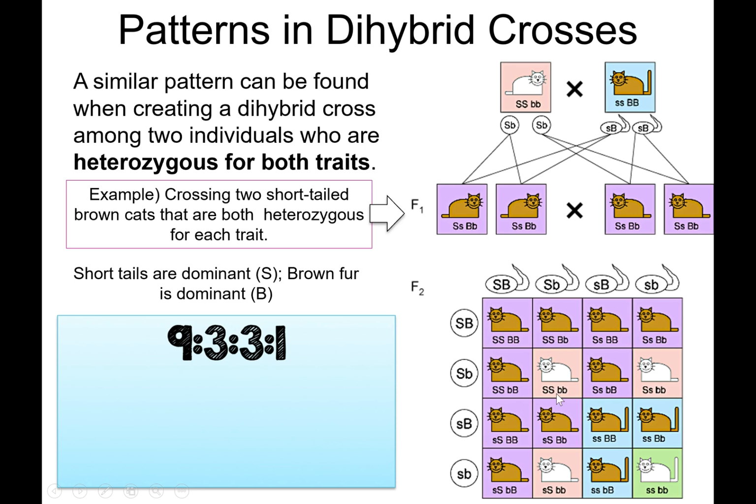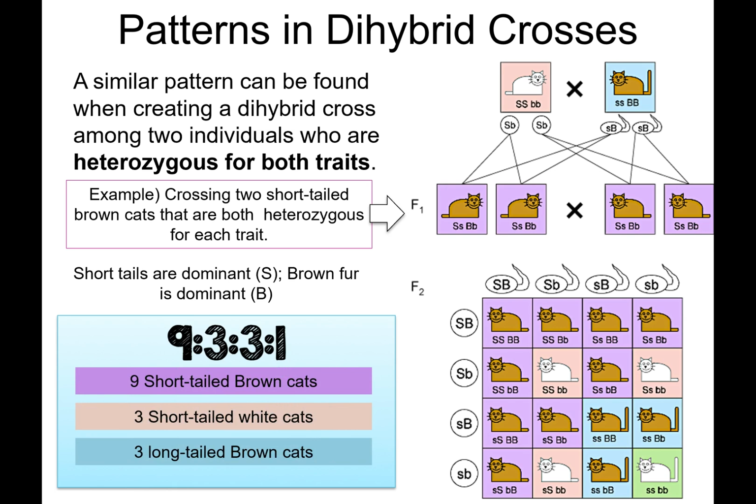3 of the offspring have the short tail and the white fur. 3 of the offspring have the long tail and the brown fur, and one of the offspring is homozygous recessive for both traits. So this 9:3:1 ratio, you should always get this when you do a cross of parents heterozygous for both traits. And again, that comes from the phenotypes of the offspring, not the genotypes, because that's different. If you went through and looked at each individual genotype, that would be a different ratio.